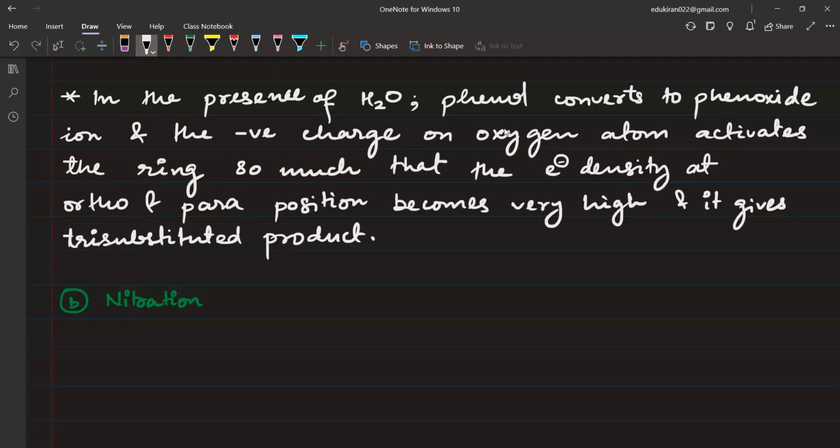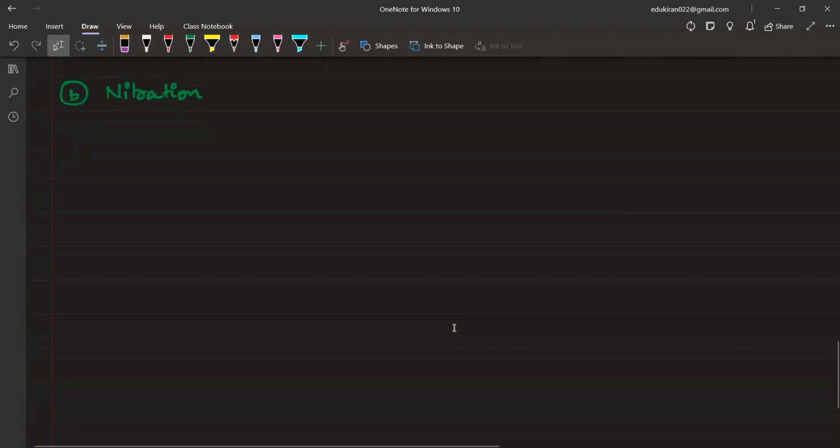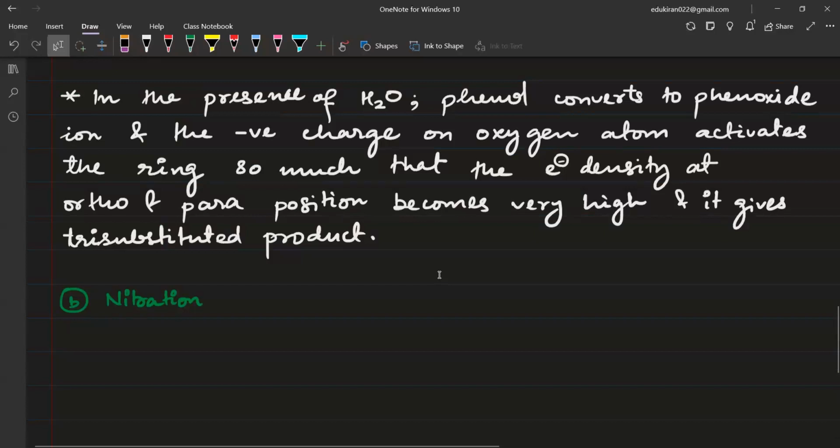Now, in nitration also, we are going to get two different types of product depending on the reagent that we are using. Write this down. If you use dilute, we will get two products, ortho and para. And if we use concentrated, then I will get one product, that is tri-substituted. Let me know once you're done, guys.